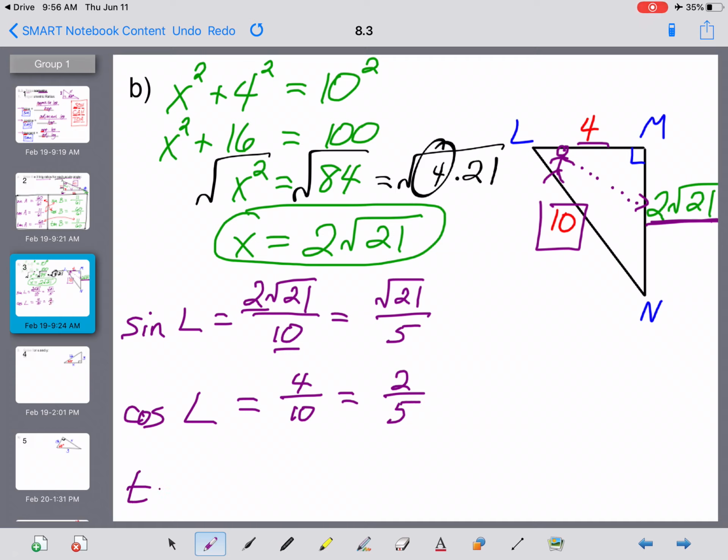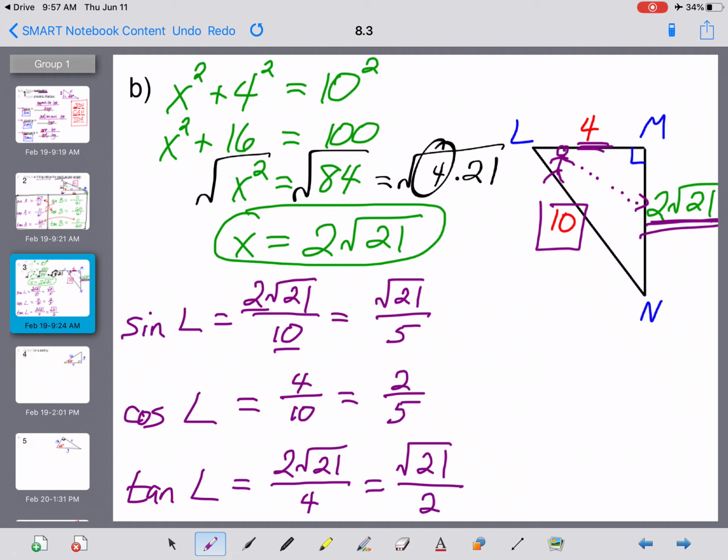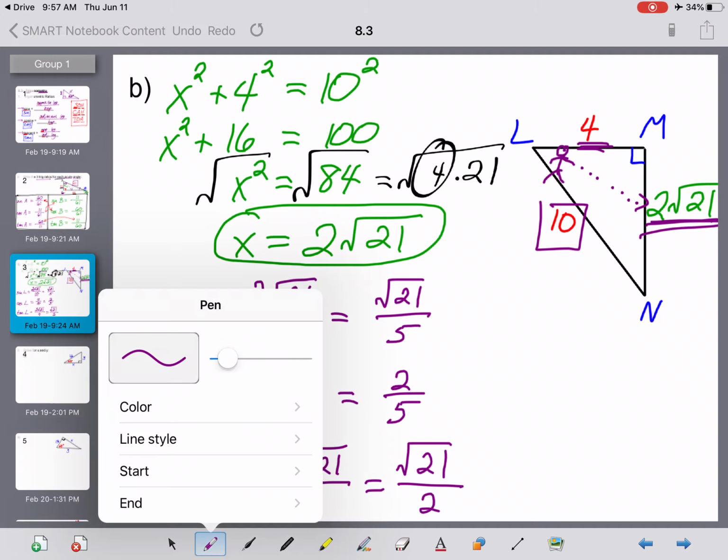And the last one we've got right here is the tangent of angle L. And the definition of tangent is opposite leg over adjacent leg. So from L, the opposite leg is the 2 root 21, and the adjacent leg is the 4 that we had here. Once again, you're looking for a common factor that you can divide out, and that's once more going to be a 2, leaving you with just the square root of 21 on top and a 2 on the bottom. Okay, halfway home on this one.